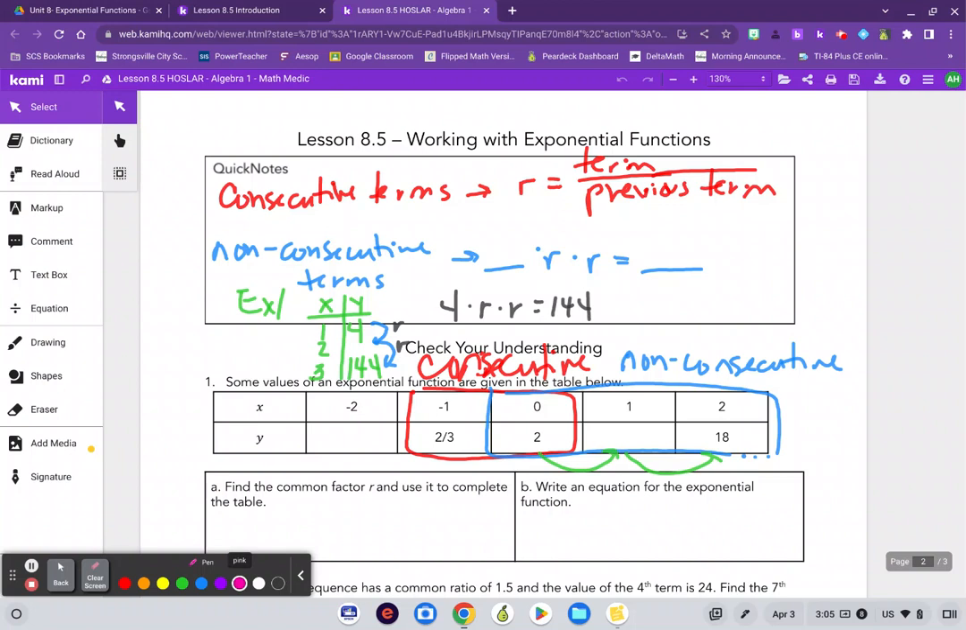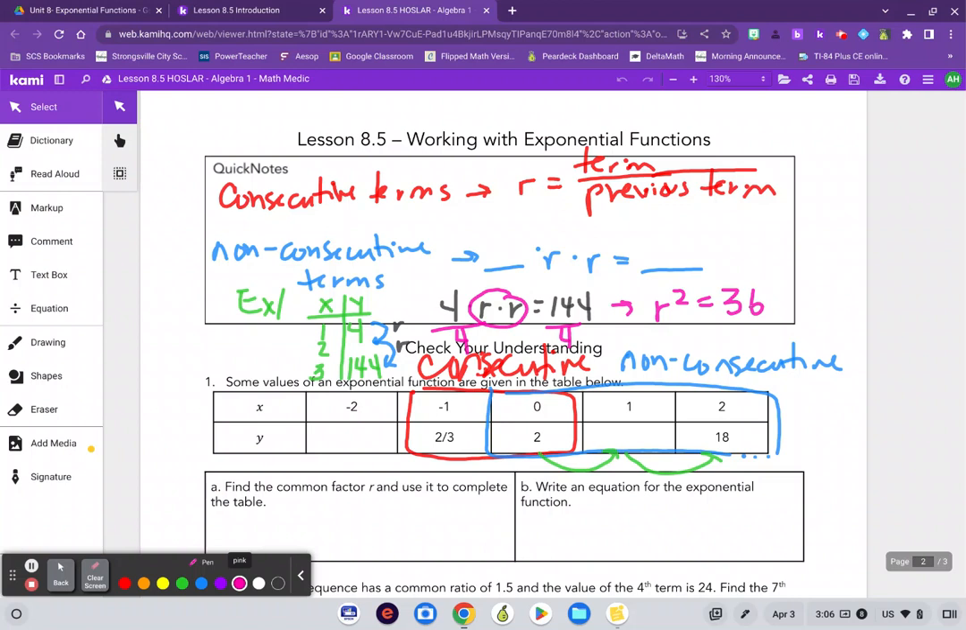And so a couple of things happen. One, R times R is R squared. And my job is to get R by itself, so I'm going to divide both sides by 4. I'm going to take a term and divide by a previous term. It's just that this previous term is not right next to it, okay? So 144 divided by 4 is 36.